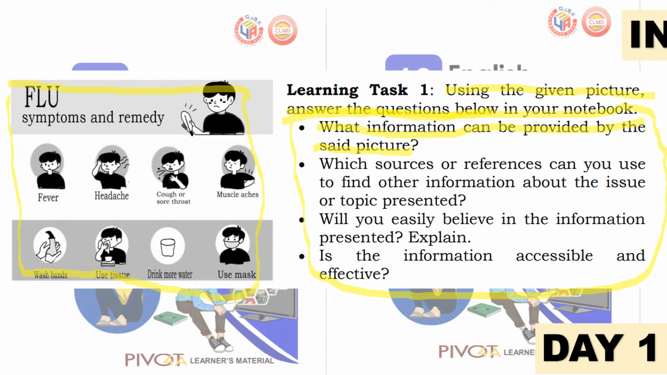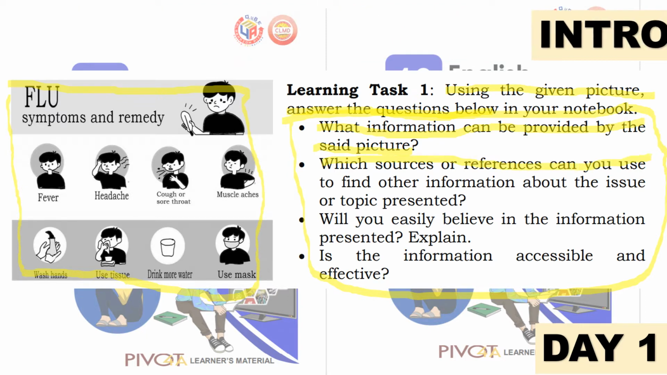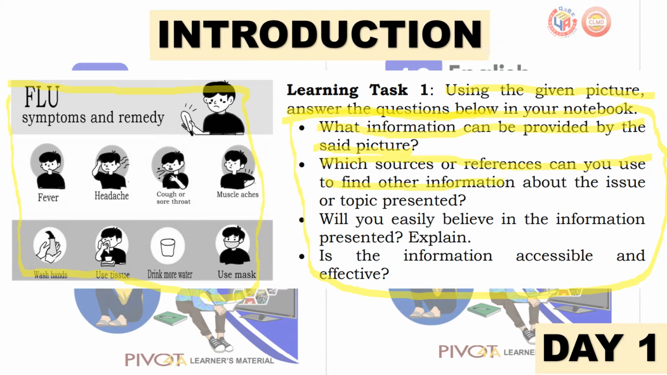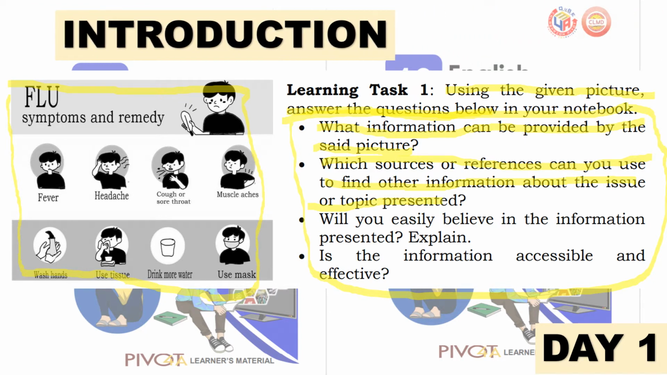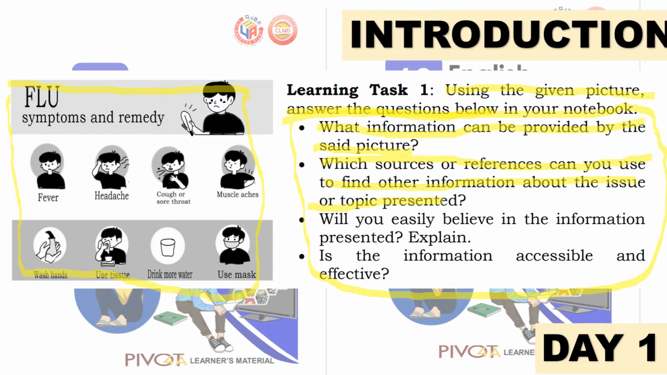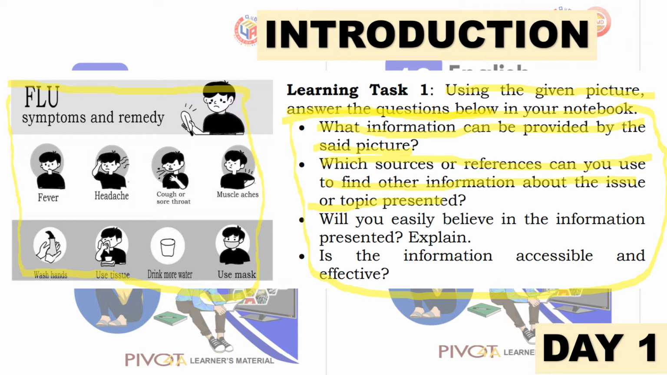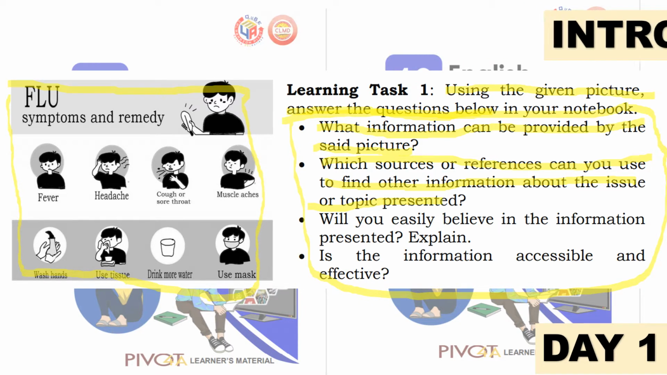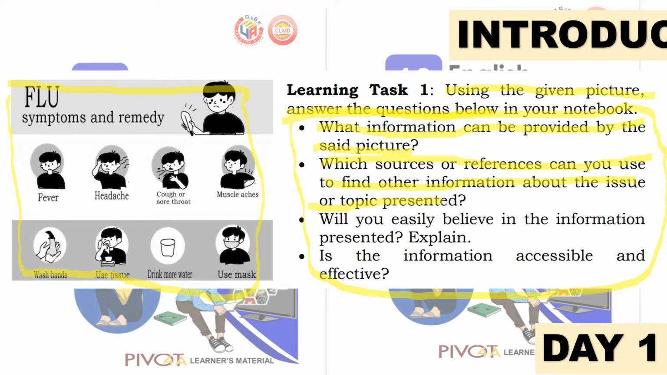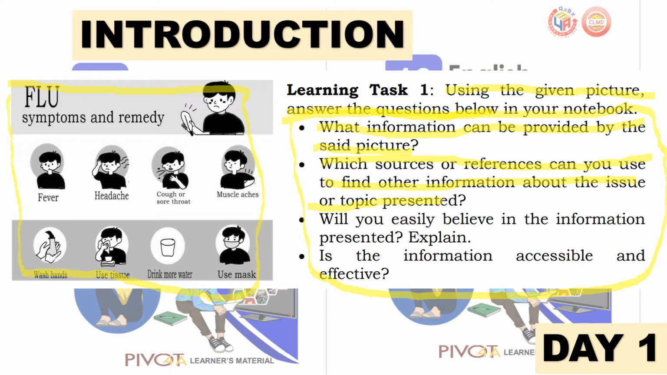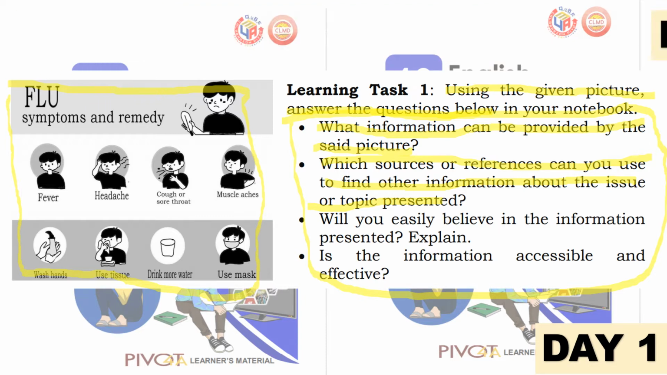Question number 2. Which sources or references can you use to find other information about the issue or topic presented? I hope you still remember there are 3 sources of information, namely primary, secondary, and tertiary. Each kind has samples to choose from. It is better if you also give specific samples like magazine, a medical book, and so on.